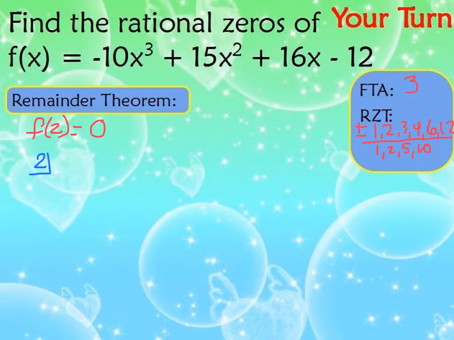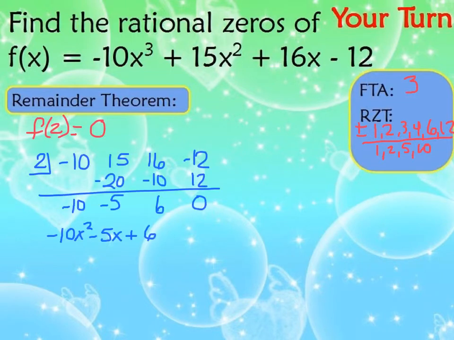Oh, I should have you do this. Okay, you run 2 through the synthetic division. So pause the video, run it through synthetic division. All right, so this is what you should have after you run it through synthetic division. You end up with a quadratic, which is what we want, and so then we're ready to factor this thing.